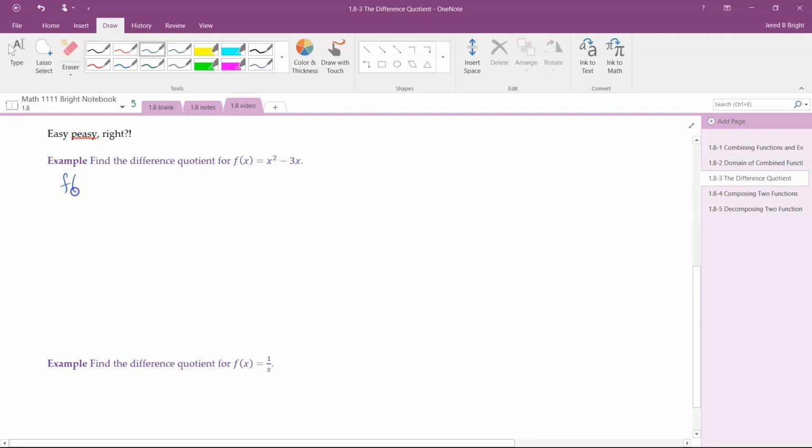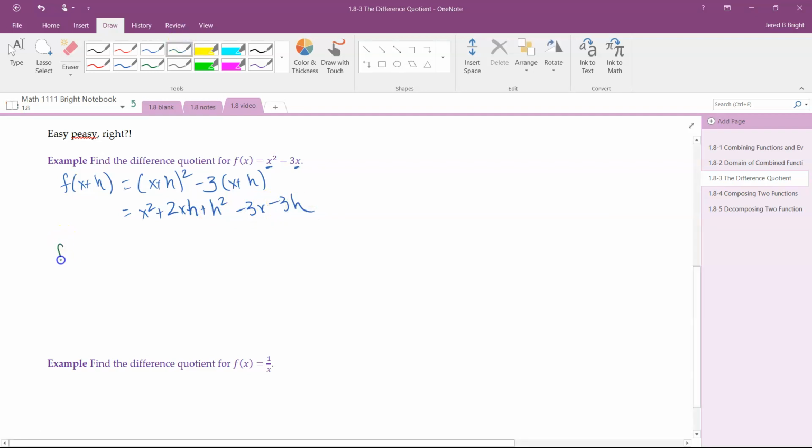So I'm going to do f of x plus h first. If I do that, every occurrence of x gets replaced with x plus h. So I do x plus h squared minus 3, and then x plus h. Then I expand it out and simplify if I can, which I'm not going to be able to. Minus 3x minus 3h. Okay, boom, step 1 done.